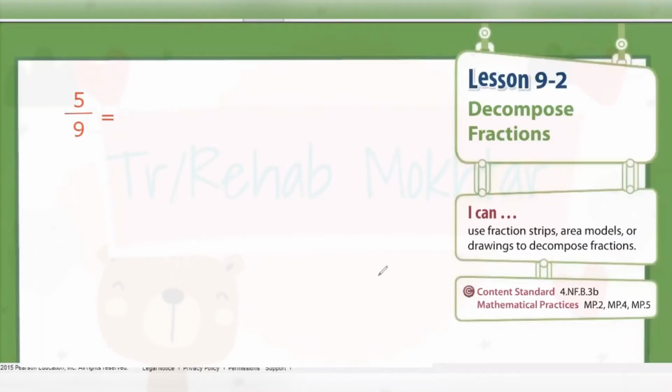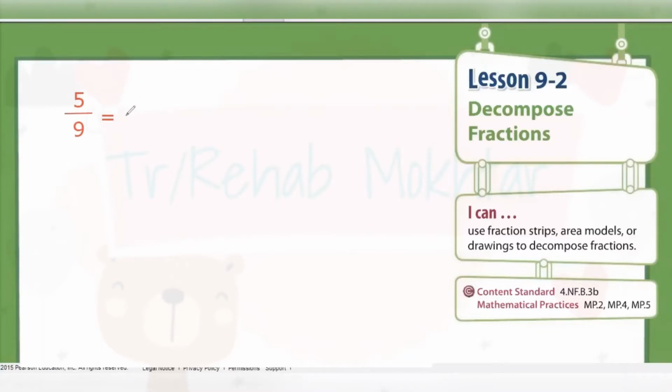In this video, we are going to cover lesson 9.2, Decompose fractions. What is the meaning of decompose? Decompose means to break the fraction into parts. If I have a fraction like this, 5 out of 9, how can I decompose it? How can I break it into parts?